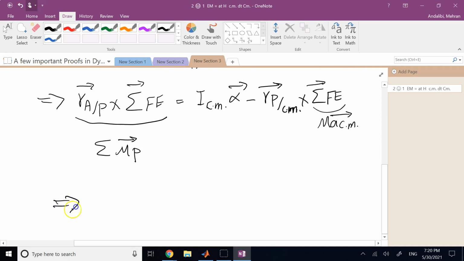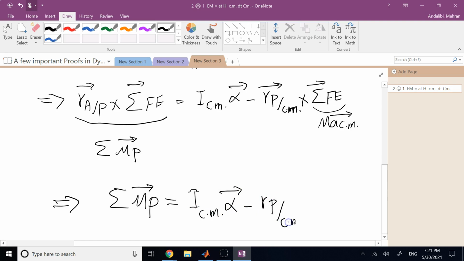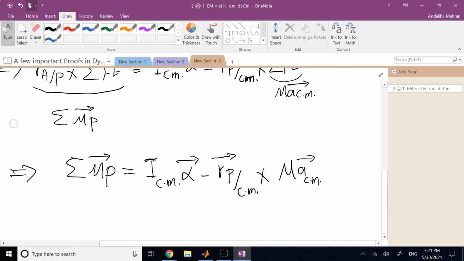So you will get your final equation. Then summation of the moments about point P is equal to I of Cm times alpha minus R of P with respect to Cm cross mass of the rigid body times acceleration at the center of mass. And this is exactly the equation we claimed in the beginning. Okay?